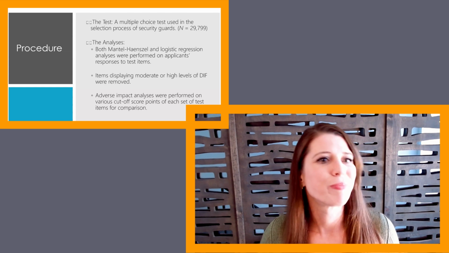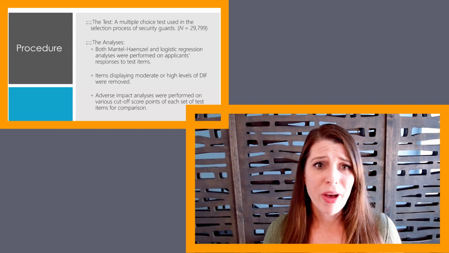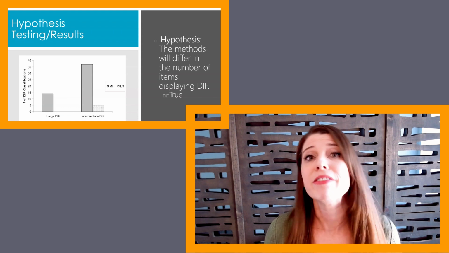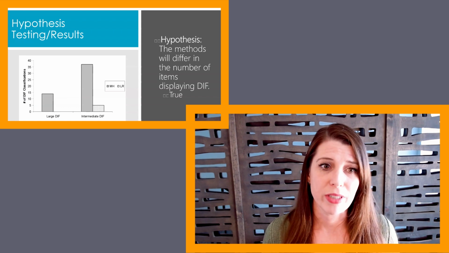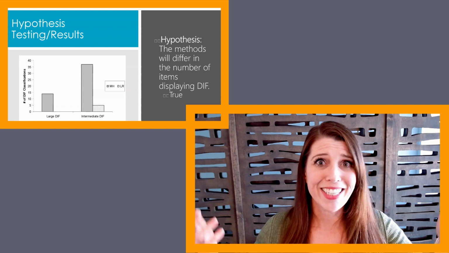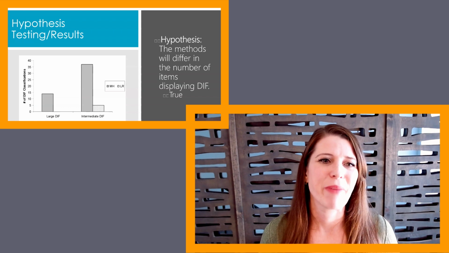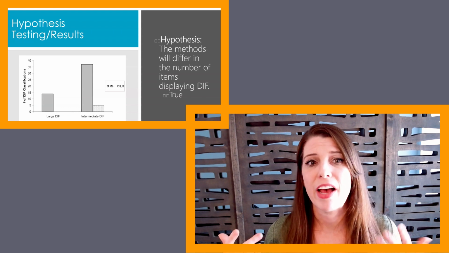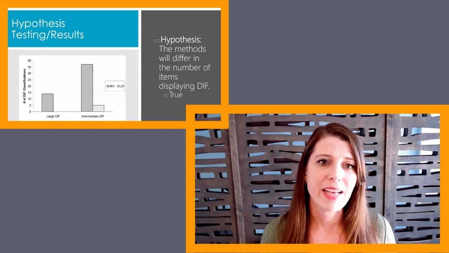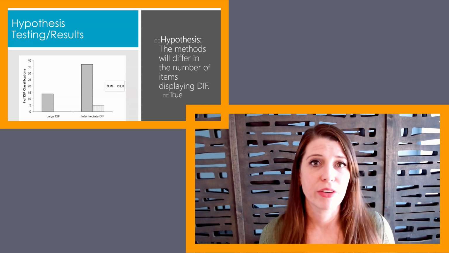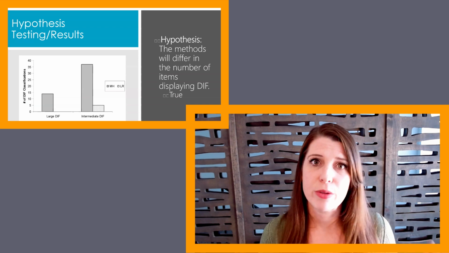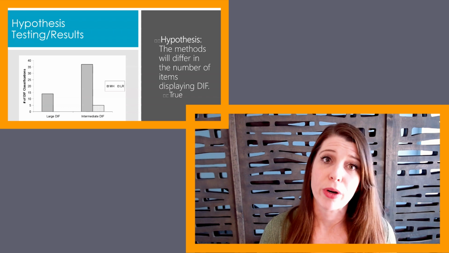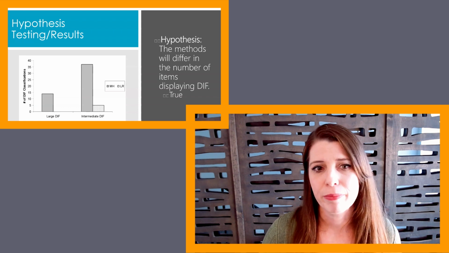So what did I find? Well, my first hypothesis was that they were going to have different amounts of items that showed DIF. And they did. So when I used these different methods, it turned out that the Mantel-Haenszel chi-square approach actually did identify more numbers of items as displaying DIF than the logistic regression method. So there was a difference. If you use one method, you end up identifying more questions than if you use the other method.